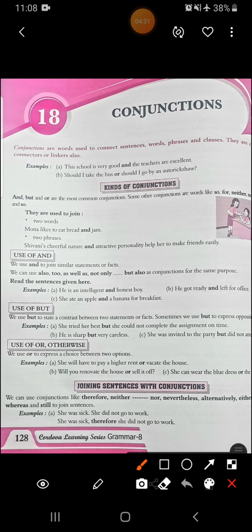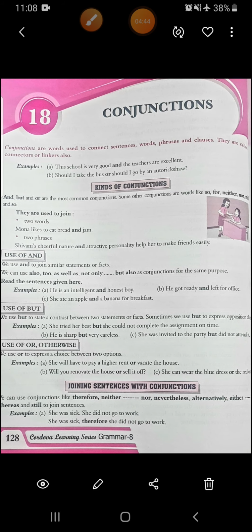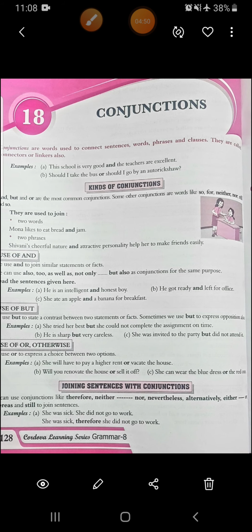Then next is use of or, otherwise. We use or to express a choice between two options. So why we use or? To show some choice. When there is a choice between two options, then we use or. Like, she will have to pay a higher rent or vacate the house. So she has an option. Either you pay higher rent or leave the house. This is the option and you have to choose one.